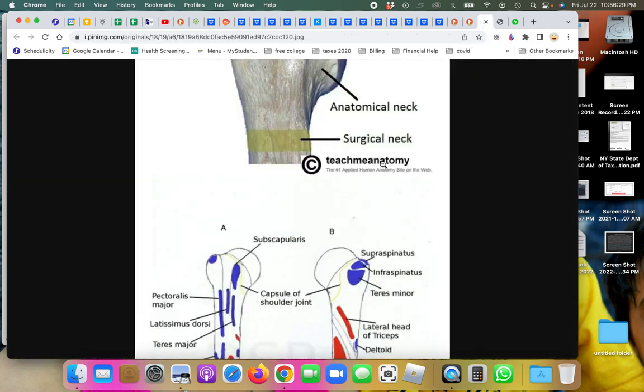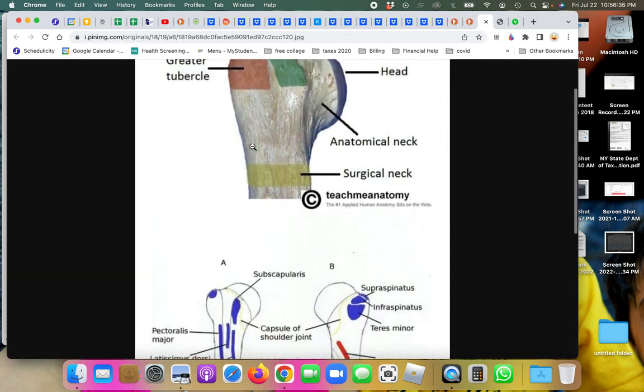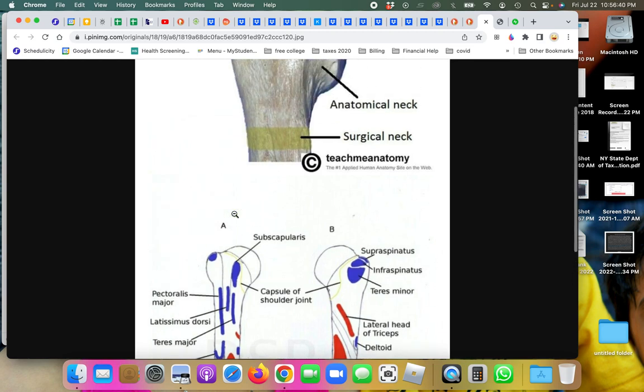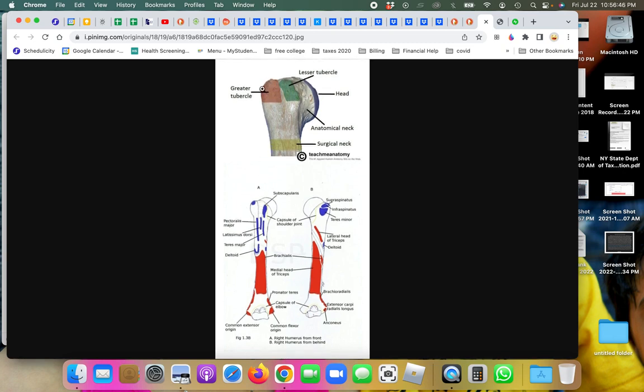Let's take another look at the drawing. So here we're looking at it from the side and a little bit from the front. Right, so it's the side and the front, this view right here. So here's the greater tubercle and the lesser tubercle or lesser tuberosity and the intertubercular notch, biceps, bicipital groove.